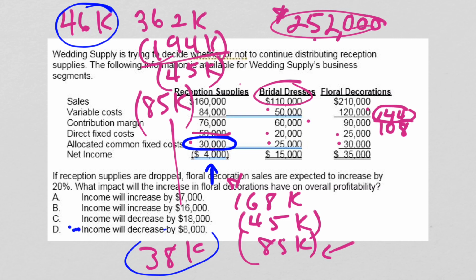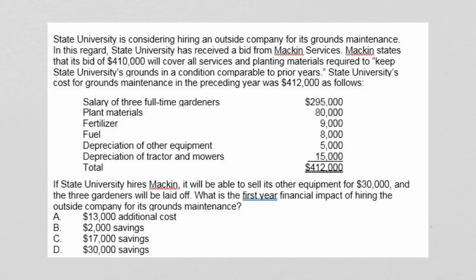D. All right, so that takes care of that one. Let's move forward. And I'll tell you what, let's take a time out so the videos don't become too long.